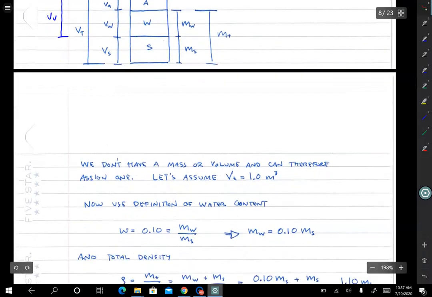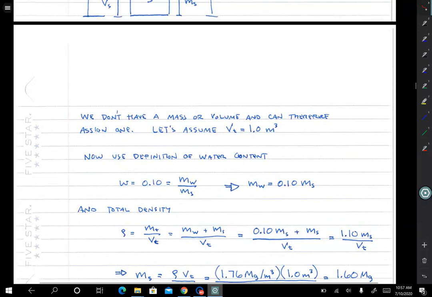Okay, so now we're going to use the definition of water content. The water content is 10%, which is 0.1. That's equal to the mass of water divided by the mass of solids. So we know that the mass of water is 0.1 times ms. We also know the total density. Rho is equal to mt over vt, which is mw plus ms over vt. Now we can put in our water content definition, and we know that rho is equal to 1.1 times the mass of solids divided by the total volume.